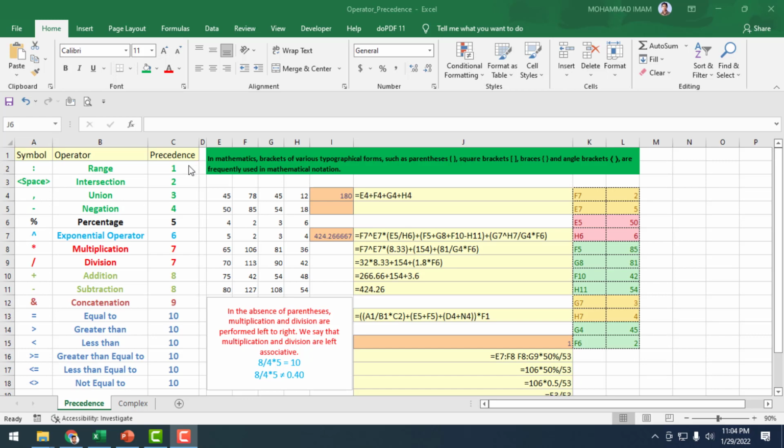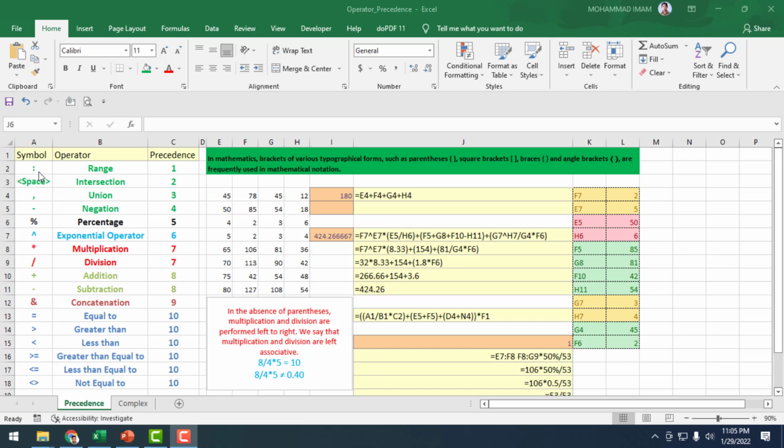Before I talk about the precedence, I will talk about the parenthesis. What is a parenthesis? In mathematical terms, brackets are various typographical forms such as parentheses, square brackets, braces, and angle brackets, which are frequently used in mathematical notations. So coming to the point, what are symbols, operators, and precedence? Here is the list of symbols, and we will measure the precedence.